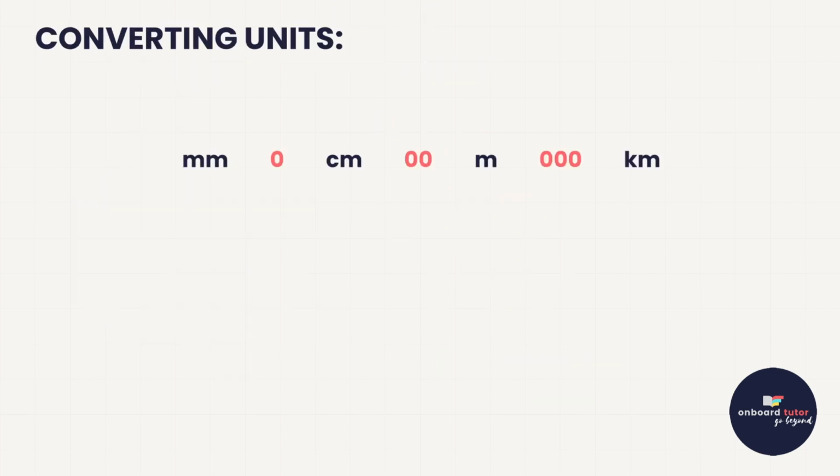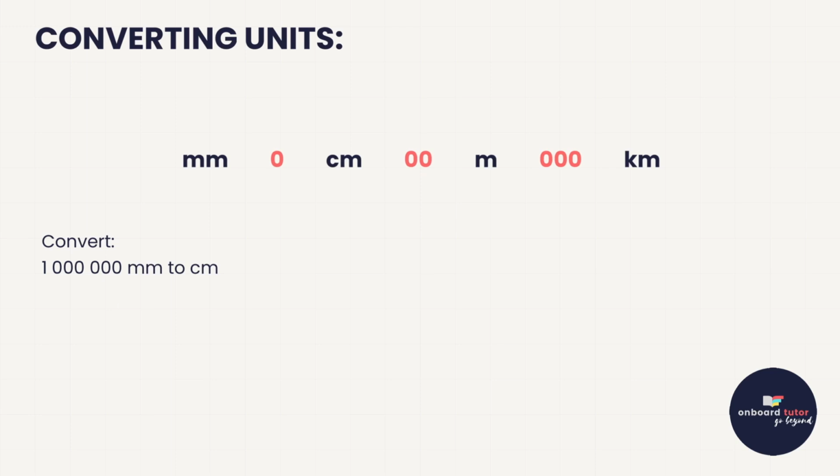Now, when it comes to converting units, I always find this a very helpful tool. So what you do is you write your units from smallest to biggest, so millimeters, centimeters, meters, and kilometers, and then you write 1, 2, 3 zeros over there. Okay, and essentially what these represent is groups of 10. So here we'd multiply by 10, here we'd multiply by 100, here we'd multiply by 1,000.